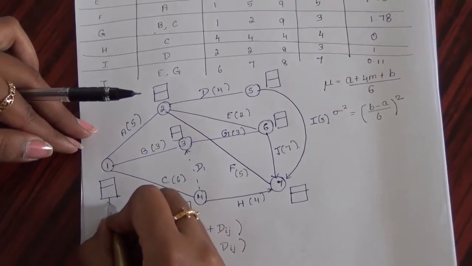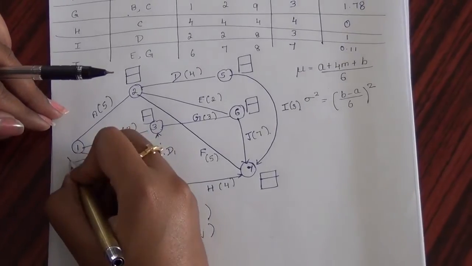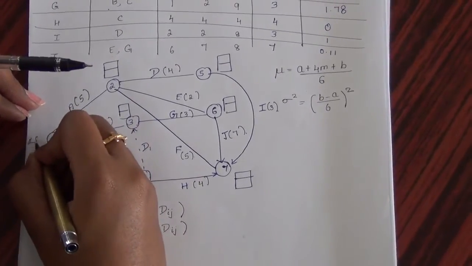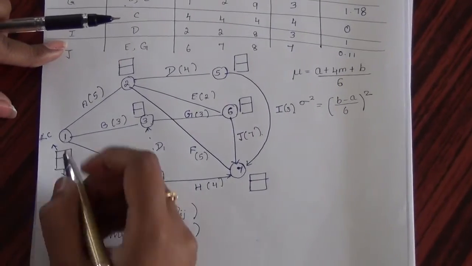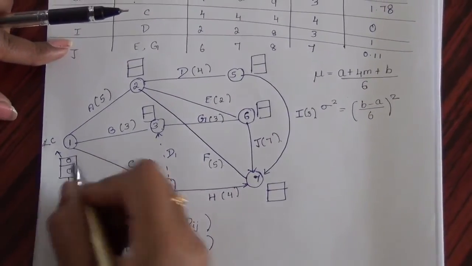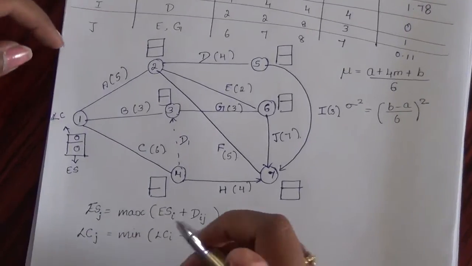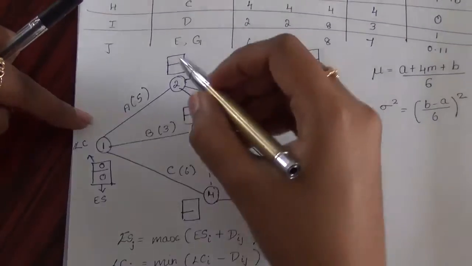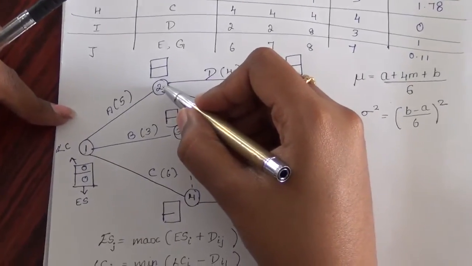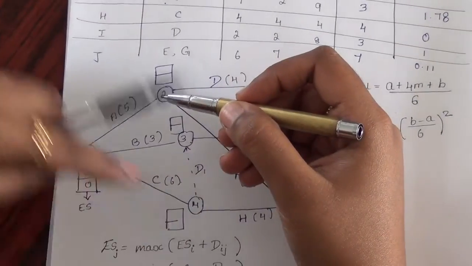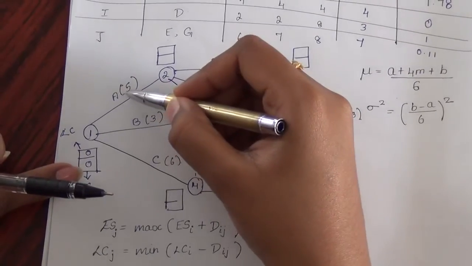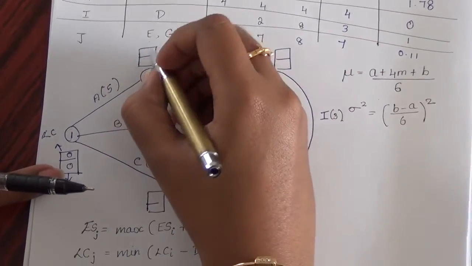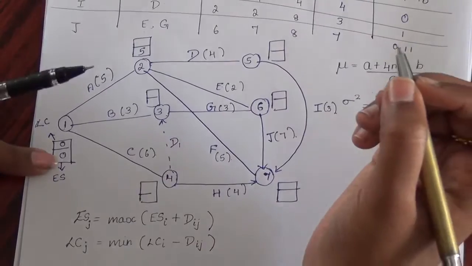The below one represents the earliest start time and the latest one represents the latest completion time. Since initially we don't have any activities prior to this, I am initializing it both to 0. Now let's start with calculating the earliest start time. For activity number 2, the earliest start time will be the earliest start time of the prior one, which is 0, plus the distance. So this is the distance 5. So 5 plus 0 will be 5.